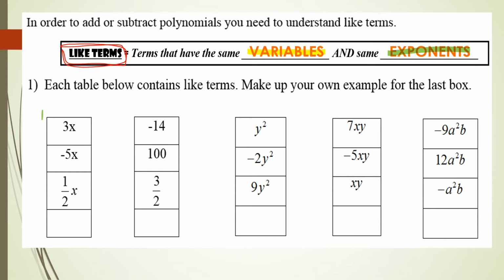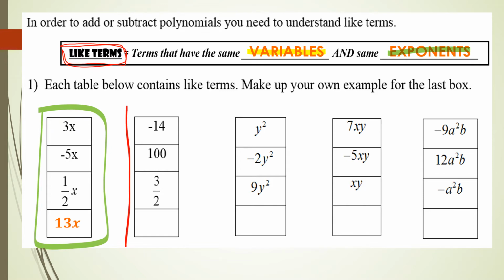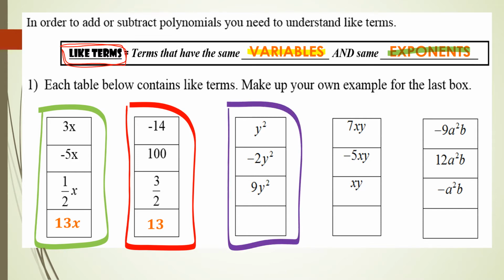So if you notice in each of these tables here, we have sets of like terms, and you can make up your own to complete the last box in each of those. So for example, mine is 13x. For that second column, notice none of those have variables. So as long as you write a number that doesn't have a variable, it's a like term. In the third column, the variable is y and the exponent is 2. So you need to make sure your term has a y squared in it.